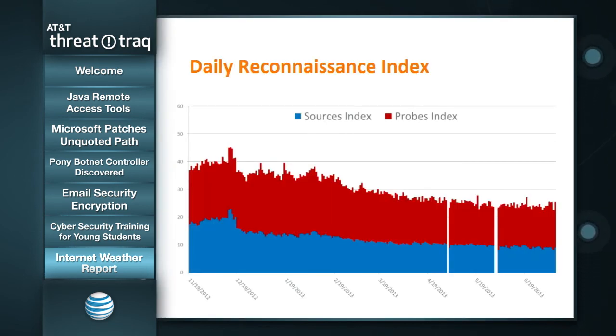And last but not least, the daily reconnaissance index for the last several weeks, actually for months now, since about February, has been showing a downward trend in activity. Over the last week or so, we do see just a minor uptick in activity. I don't know if that's a trend or just a small spike, but we'll want to keep an eye on that. That is, there were more probes on the network in the last week or so than we had typically seen in the last several weeks.